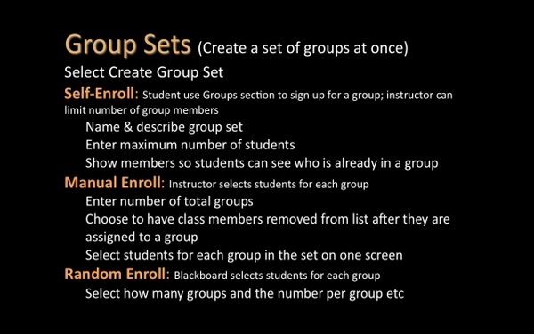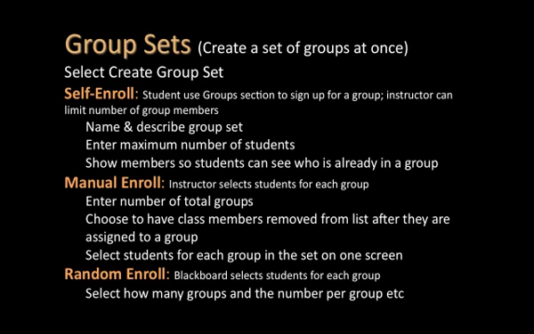Blackboard now has a feature that was not available in version 8. This allows the instructor to create a set of groups all at once and make these same determinations that you had before. There's self-enroll, where students can go ahead and make their choices, manual enroll, where you put people in the groups, or random, you let Blackboard choose.